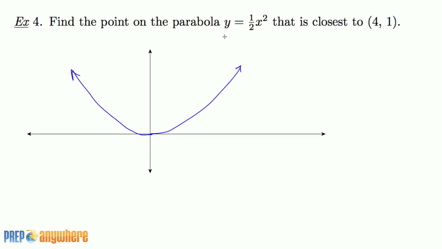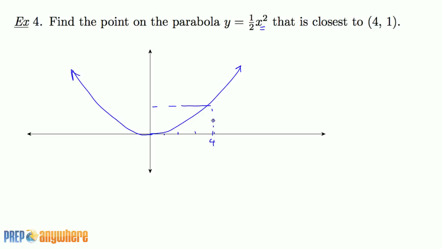So we want to find the shortest distance between (4, 1) and this parabola. When you plug in 4 in here, you get 2. So like 1, 2, 3, 4. It's 2. But the point is at 1 here.